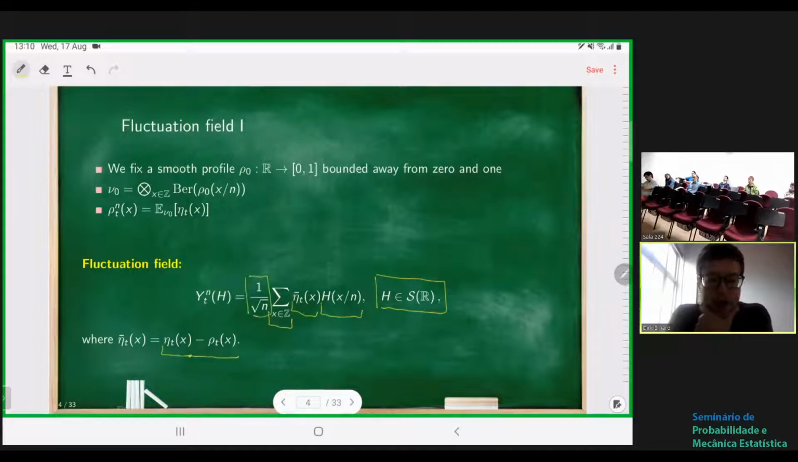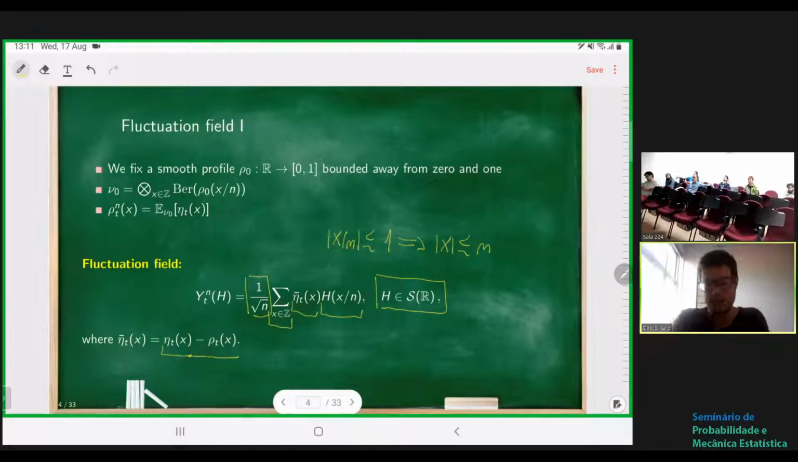So why the square root of n? Well, assume now that h really has compact support, say compact support of size 1. A condition that guarantees that h of x divided by n is not 0 is basically that x divided by n is less than 1. So this means x shouldn't be larger than of order n. And since we're in a one-dimensional situation, how many points are there in the sum? There are roughly n points in the sum. So we really divide by the square root of the number of points in the sum. So it's really a central limit theorem type of scheme. Okay, so this is the fluctuation field.